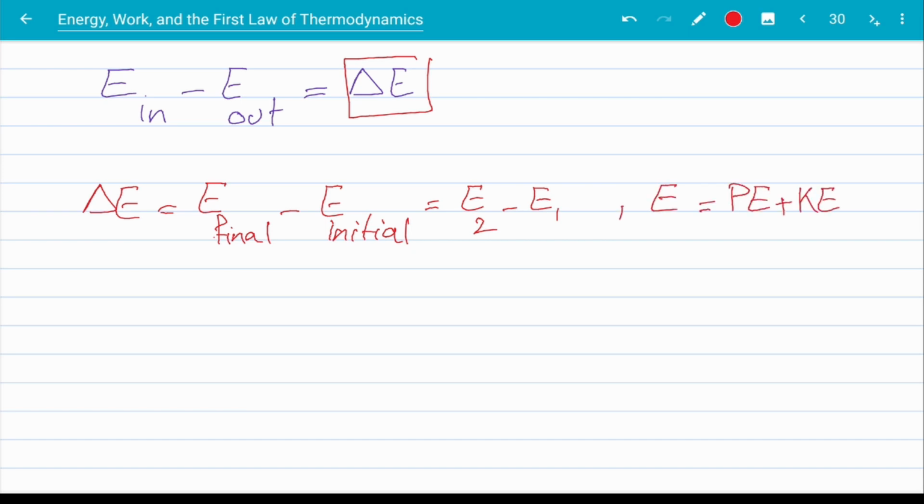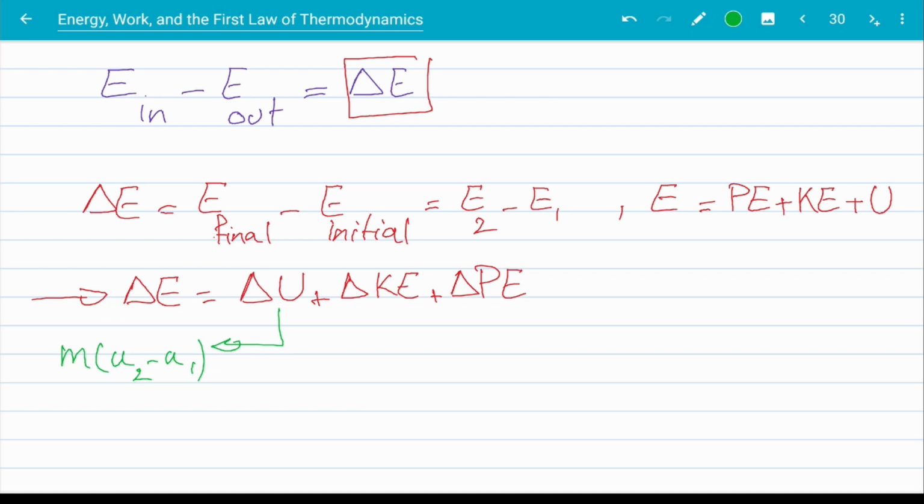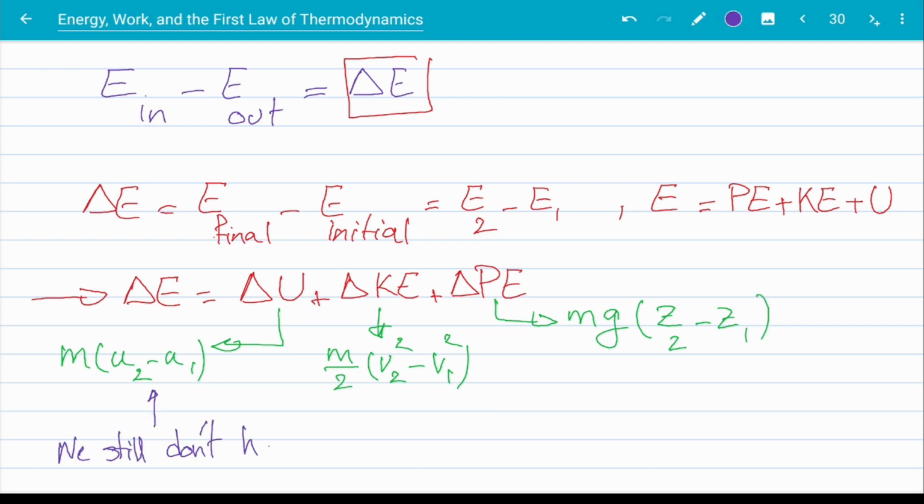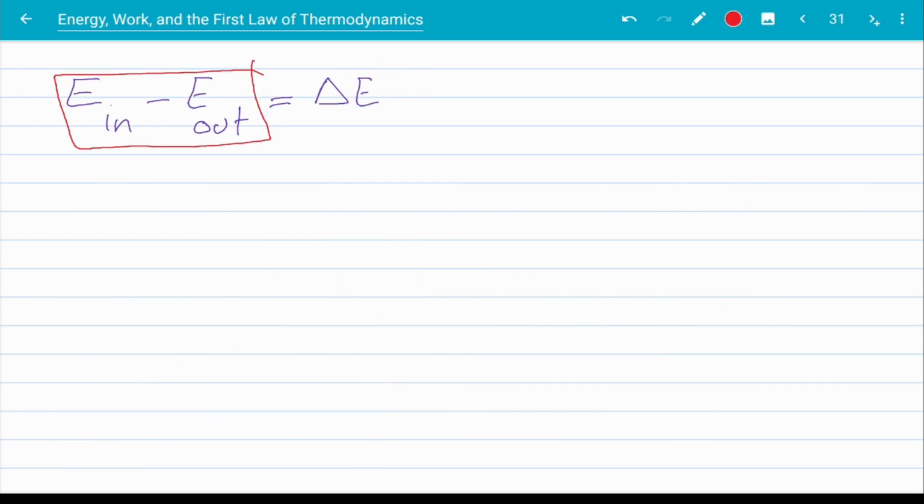Remember that the total energy is potential energy plus kinetic energy plus the internal energy. So delta E is delta U plus delta kinetic energy plus delta potential energy. Now the equation for each of these energies are shown here. Please take note that we still don't have enough information on how to find internal energy of a system. It's a topic for future videos. Okay, back to our first law equation.